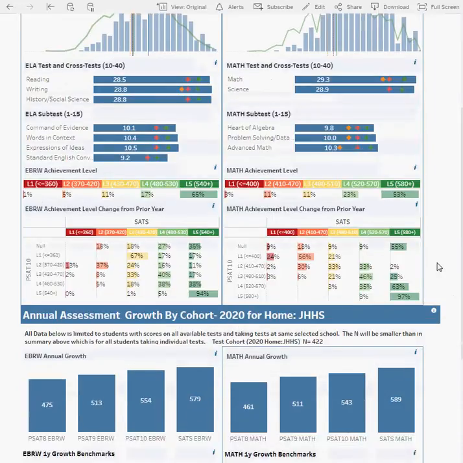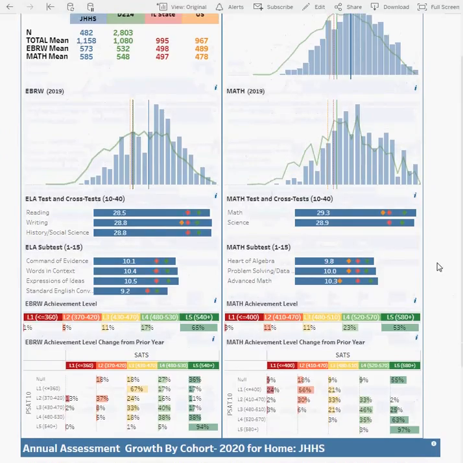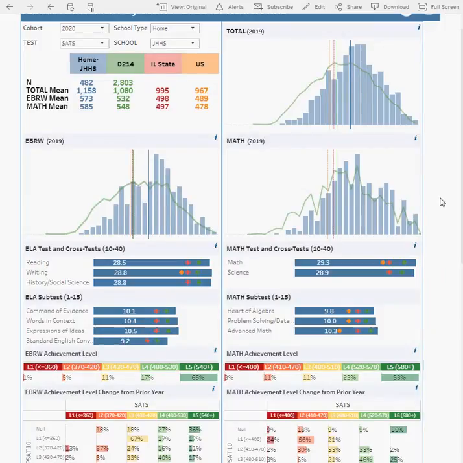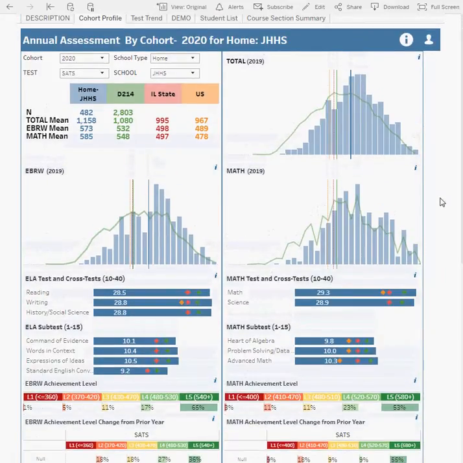Now, all of these scores at the top here are also limited to only students who are what we call on time. That means that they took the course, or they took the assessment at the time they should have. So they took the PSAT 10 as a 10th grader. If they got held back and took the PSAT 10 again, then that second version of the test would not be included in this data. Only these on-time assessments are included.